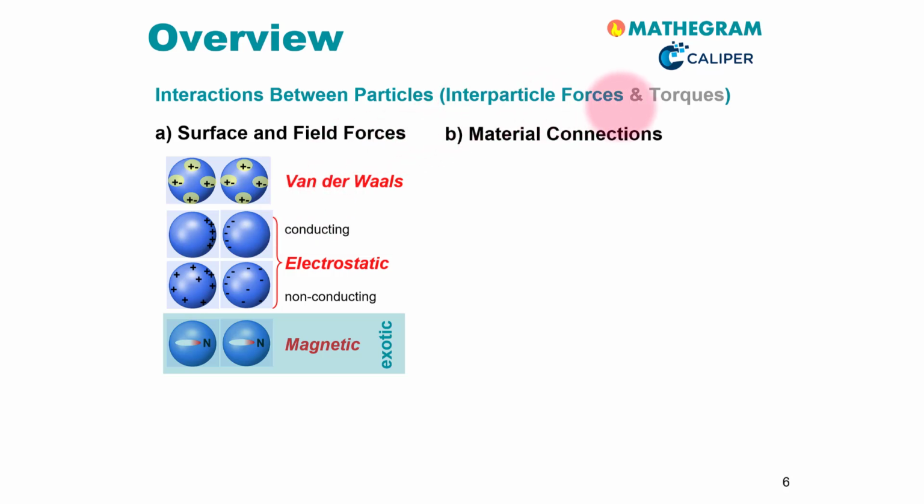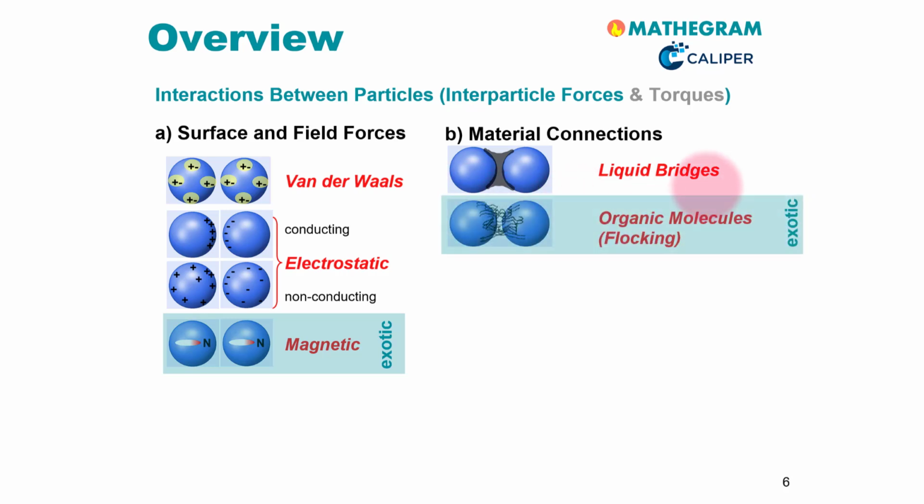The second big group of forces are forces due to material connections. Those material connections can be liquid, and then we speak of so-called liquid bridge forces. These connections can be made out of organic molecules, and then we talk about flocking, for example. This is a more exotic application, and not many people consider these forces in DEM simulations.